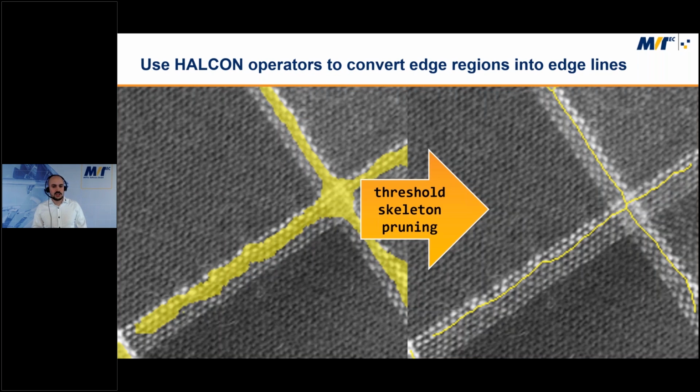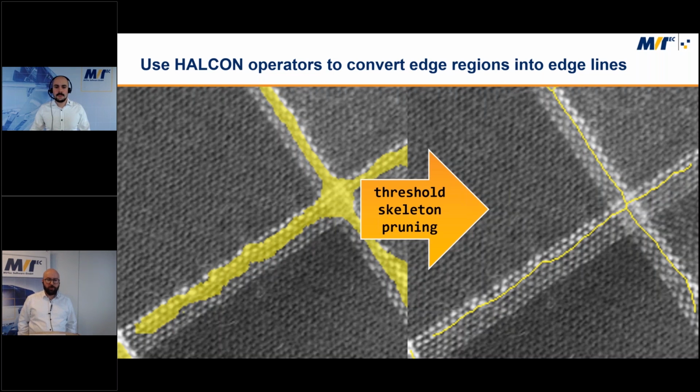Another thing I wanted to mention, as I said, it's based on segmentation, is that the result which you will get looks like the one on the left side. It's kind of a region in which the edge is located. And if you're using typical HALCON operators like threshold, skeleton, pruning, you are able to get this region down to the edge which you want to detect and get out of the image.